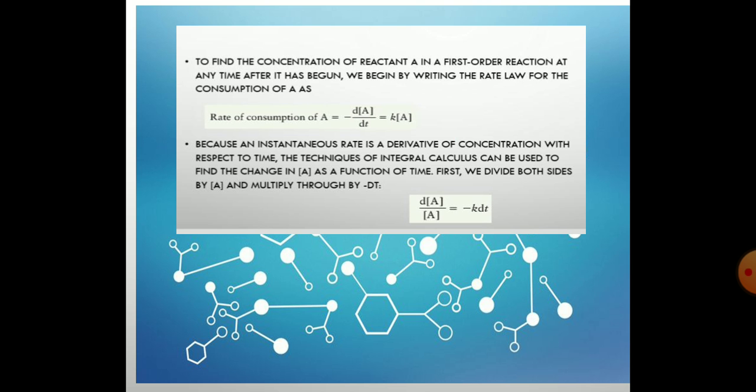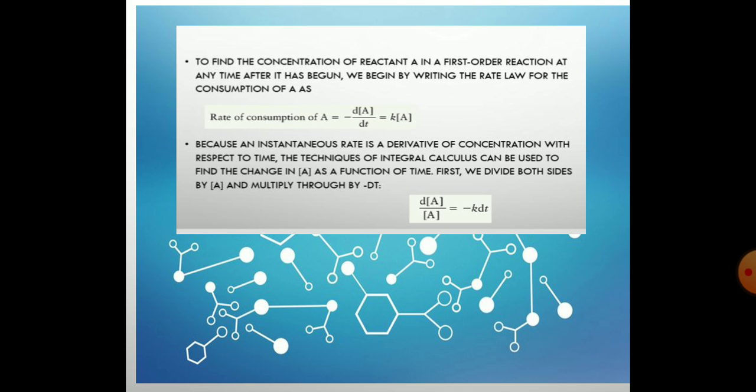Then first order integrated rate laws. Our aim is to find an expression for the concentration of a reactant A at a time t, given that the initial molar concentration of A is [A]0, and that the reaction has been found to be first order in A. To find the concentration of reactant A in a first order reaction at any time after it has begun, we begin by writing the rate law for the consumption of A. The rate of consumption of A is equal to minus d[A]/dt, which is equal to k times the molar concentration of A.